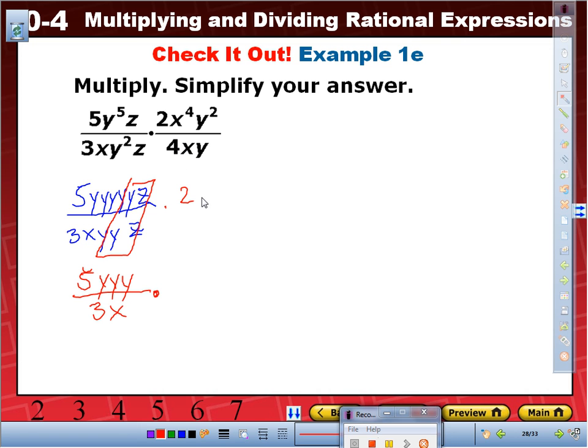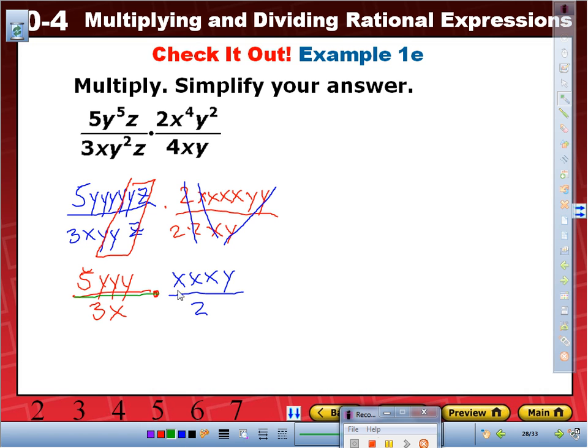2 times x y over 2 times 2xy. And what's my GCF? 2xy. You guys see it? What do we have left on the numerator? xy. In the denominator, 2. Are we ready to multiply across?